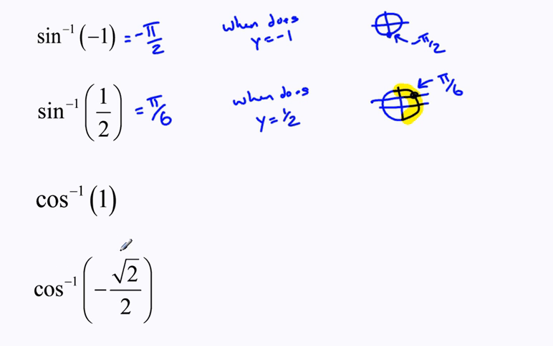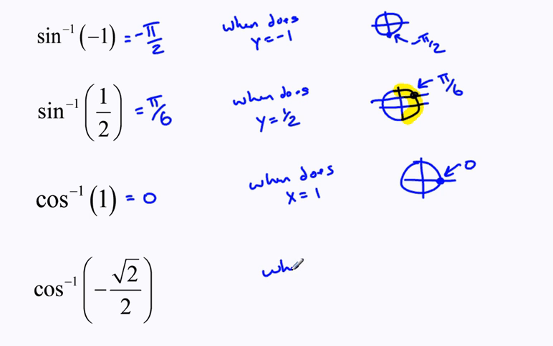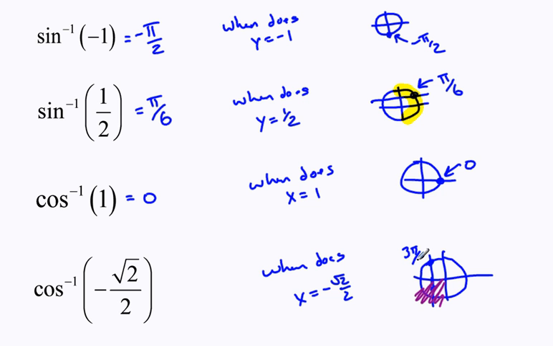Now cosine is simply the x-coordinate. So for cosine, I'm going to ask, when does x equal 1? A quick unit circle: x equals 1 only in one place, right there, and that's at 0 radians. Now here we're going to ask, when does x equal -√2 over 2? I know that's going to be something over 4. I'm looking at an x right here, right? And remember I said the answer is never in this quadrant. So it's going to be this one right up here at 3 pi over 4.